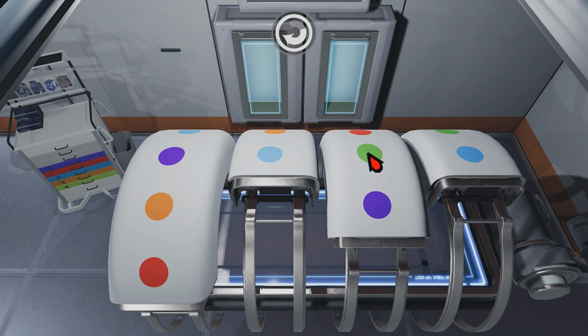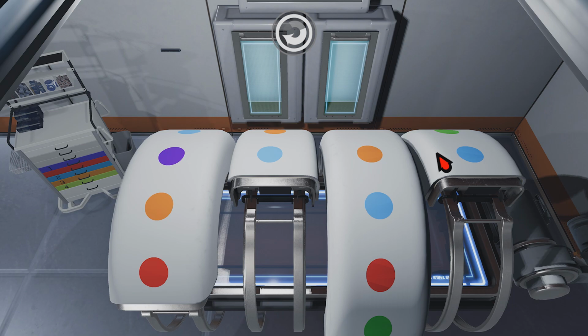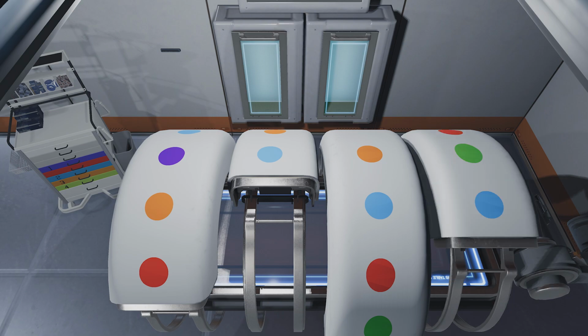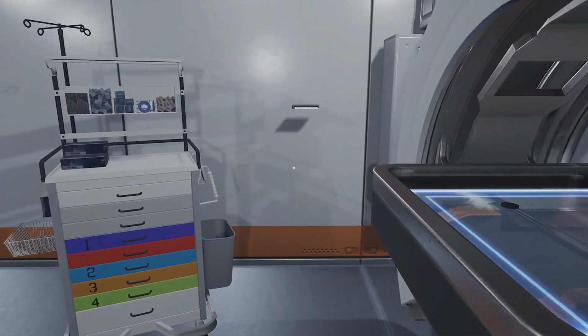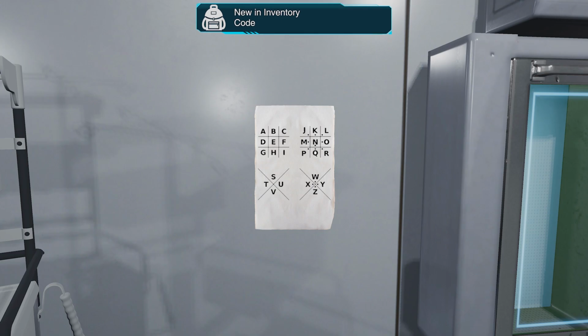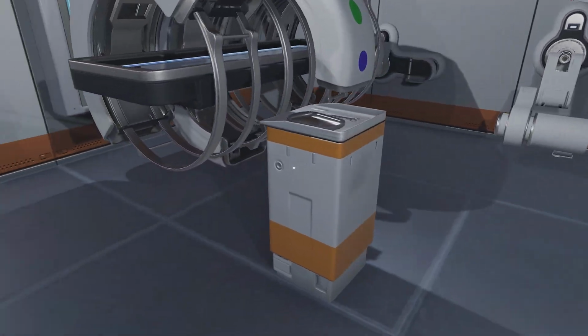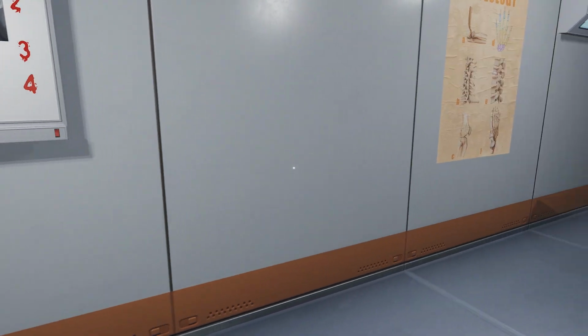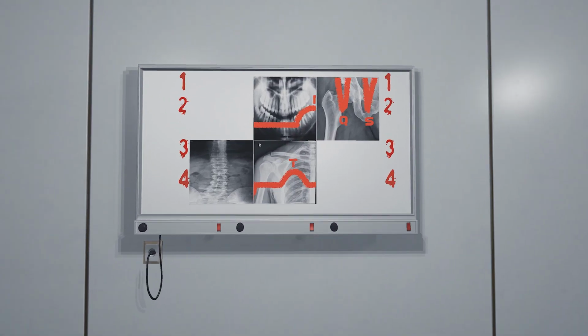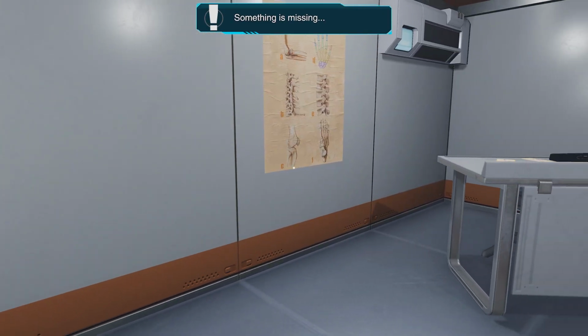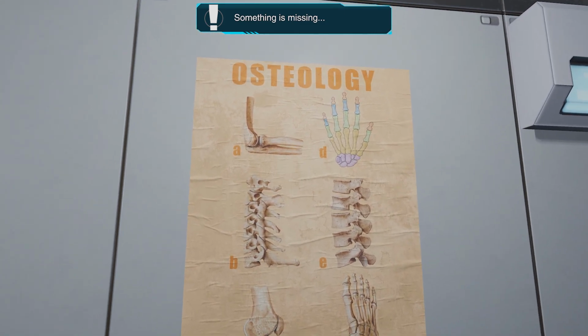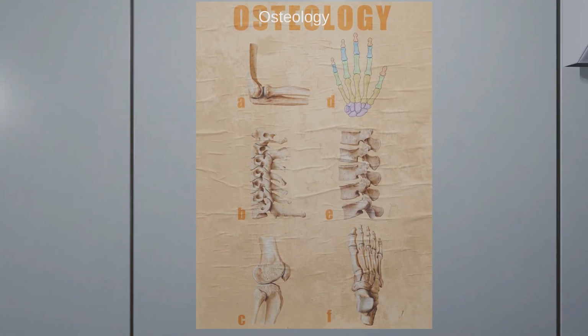Purple, blue, orange, green. Hello, hello. Okay. Have not seen what that applies to yet, but that's fine. Oh, hello. Am I missing parts of this one? Probably, yeah. Osteology. Oh, we got. Okay.